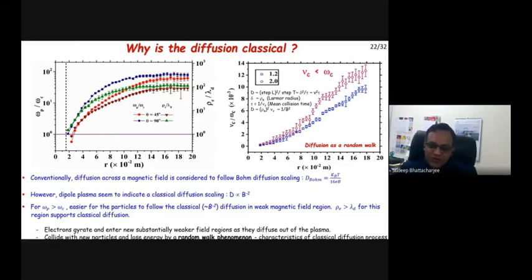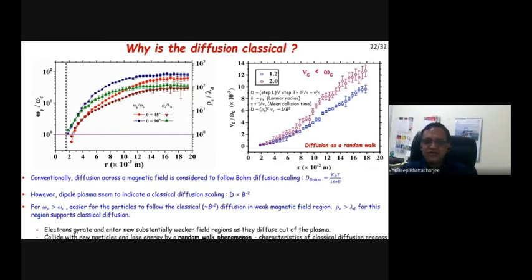Now, in order to further verify that, I will request you to draw your attention to the right figure. What I have plotted here is the electron neutral collision frequency nu c by omega c, the cyclotron frequency. This is my x-axis, which is the distance from the magnet. In our case, the electron neutral collision frequency is much smaller than the cyclotron frequency.